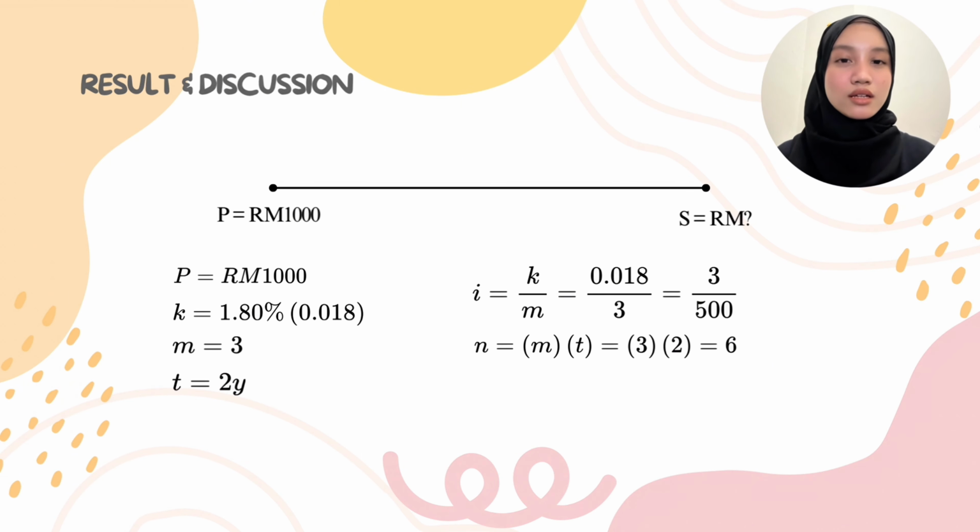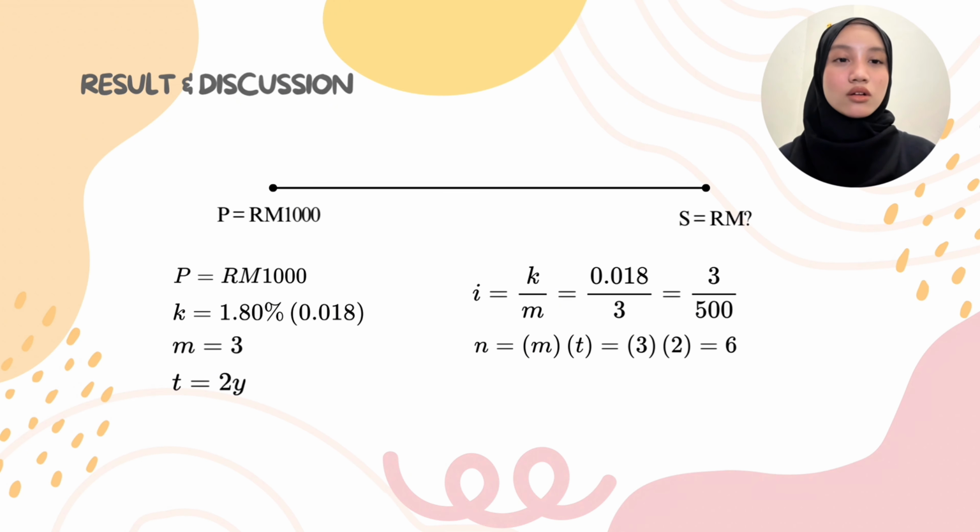For result and discussion, first, the principal amount is 1,000 ringgit. Next, the annual nominal interest rate is 1.8%, which is 0.018 in decimal form. The compounding happens 3 times a year, so the value of m is 3. The total time period we are looking at is 2 years.